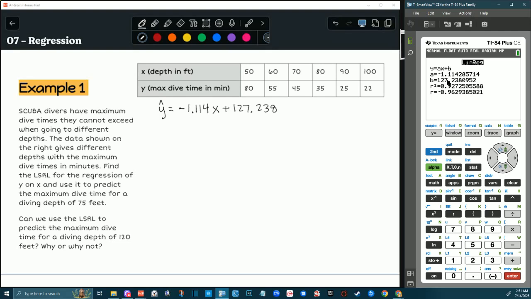So that equation models the data that we saw in a scatter plot. And we saw the scatter plot last time, second stat plot. We can see our stat plot is on. Whoops, that is not what I meant to do there. There we go. We can see our graph for dive depth versus dive time.